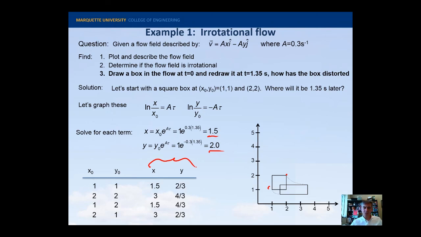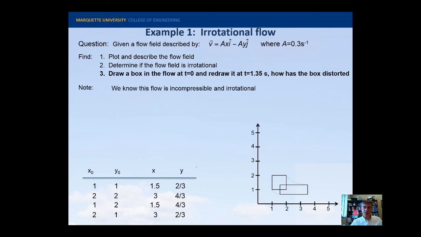But I think more interestingly, we know this flow from the previous example. We know that this flow is incompressible. And we also now know that it's irrotational. So that means that the box does not rotate, right? That's what irrotational means. The box simply translated along the flow field.